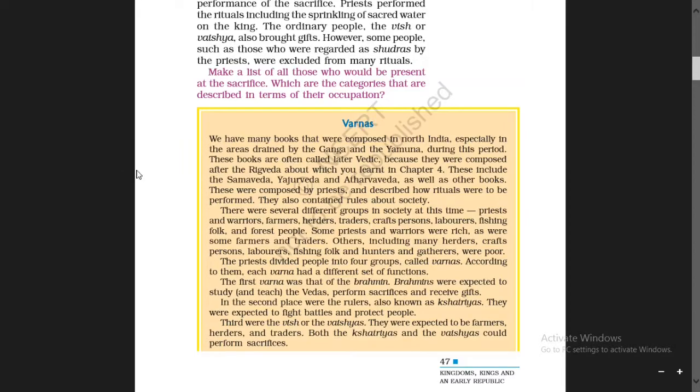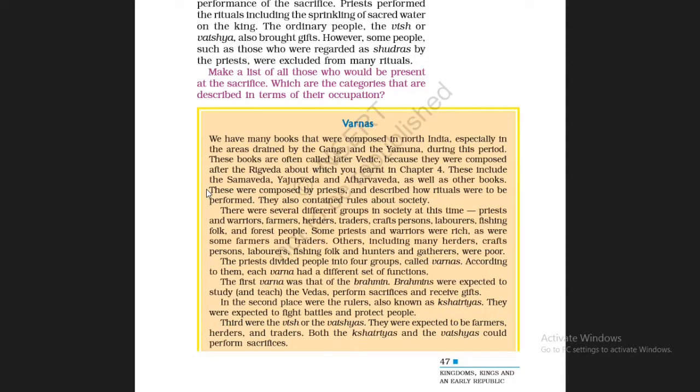These books are often called later Vedic because they were composed after the Rig Veda, about which you learned in chapter 4. They are always called later Vedic because they were composed after the Rig Veda. These include the Samaveda, Yajurveda and Atharva Veda, as well as other books.